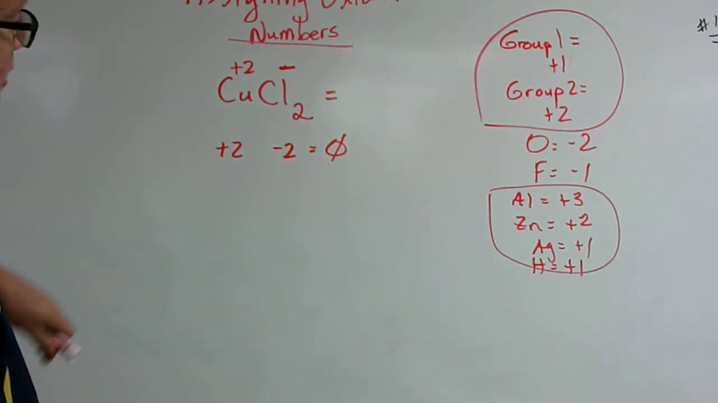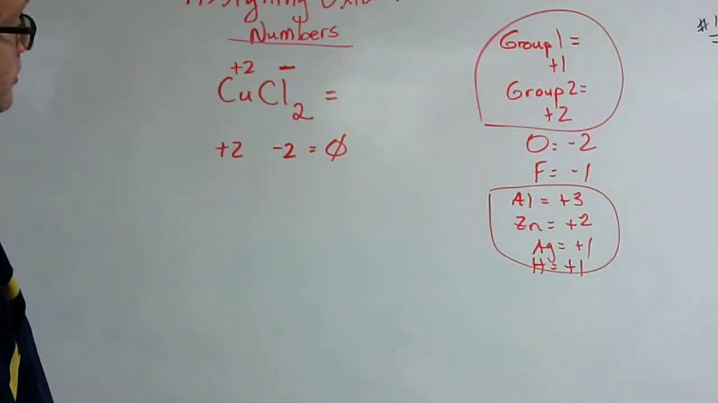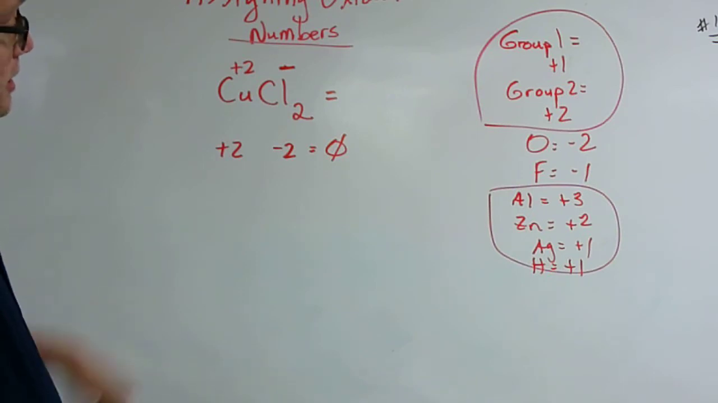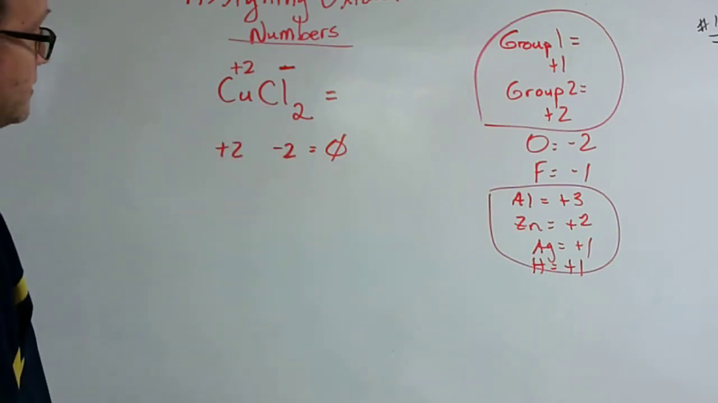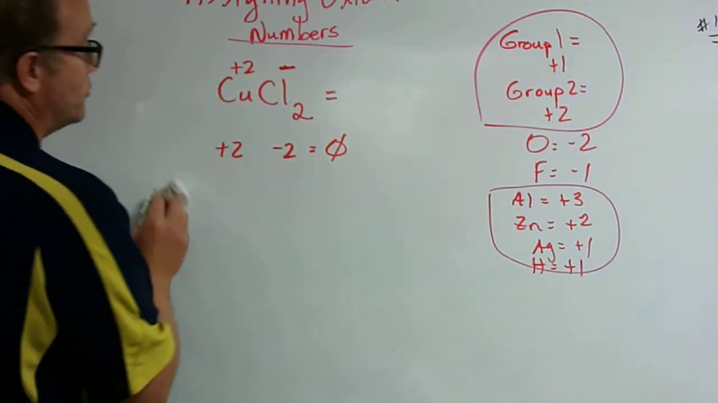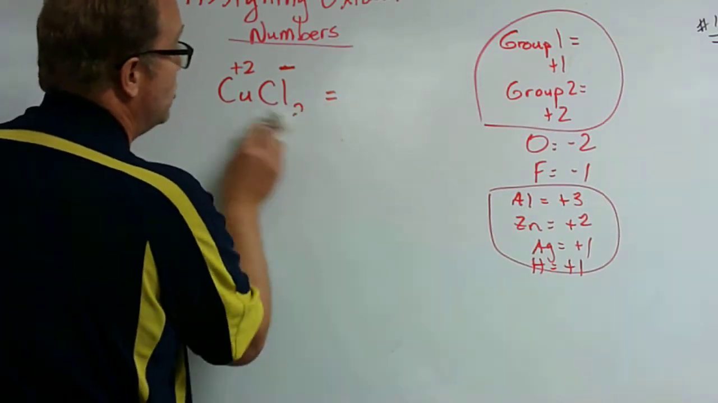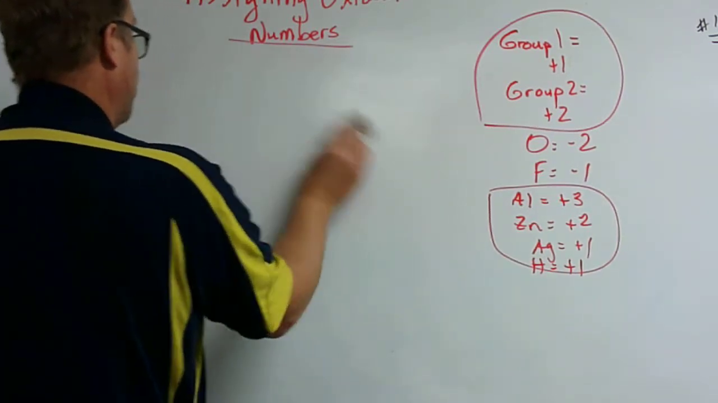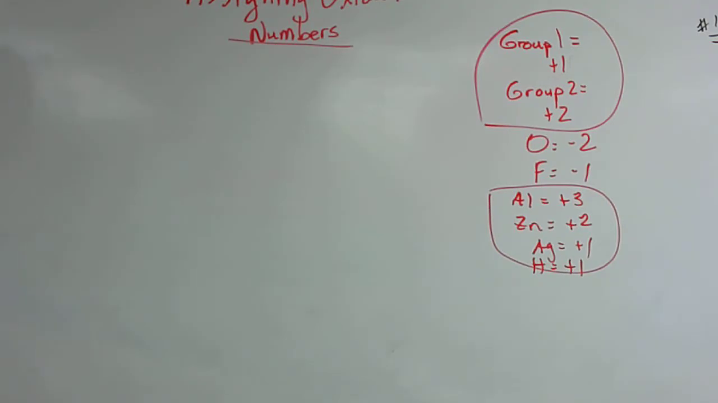Usually they're just going to ask you what the oxidation is for copper. And when we have the chlorine at this spot here, it's usually a negative 1. Usually. Sometimes it isn't. It just depends on how more complicated it is.